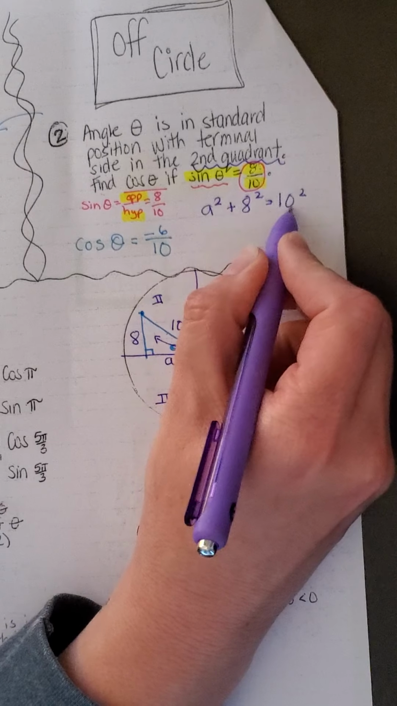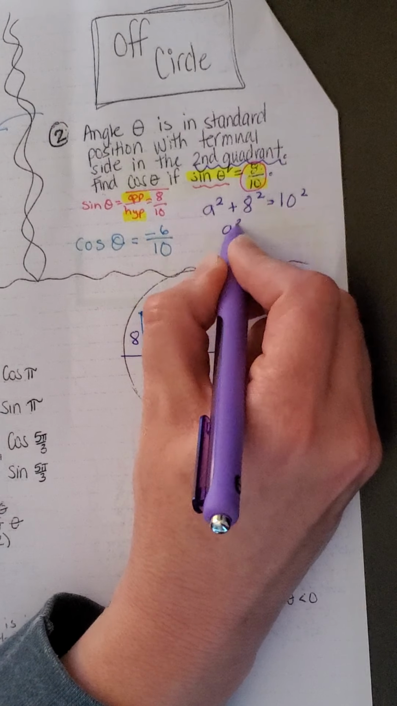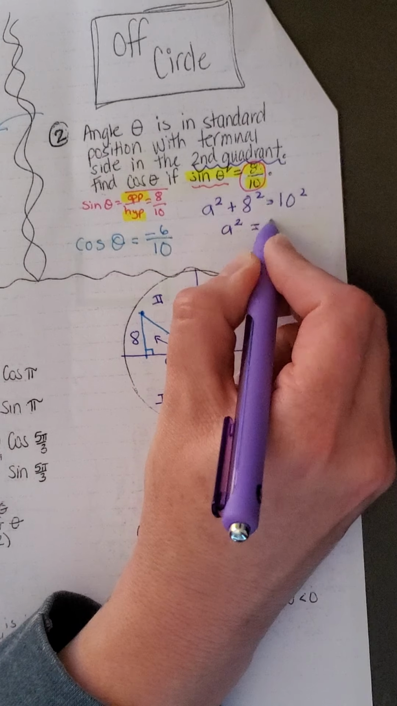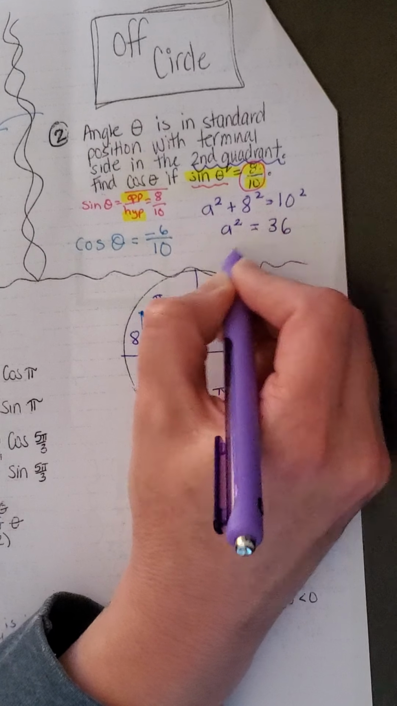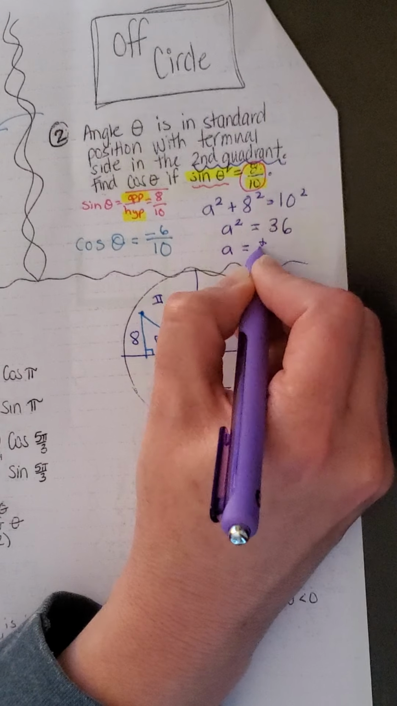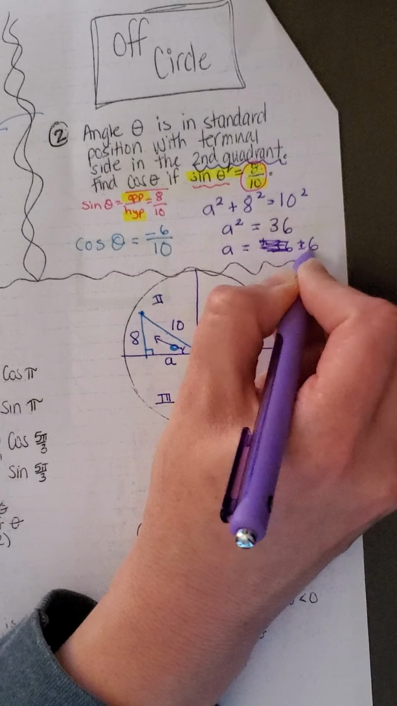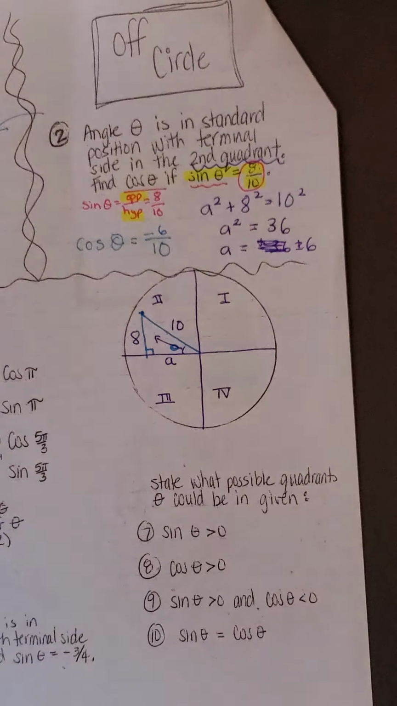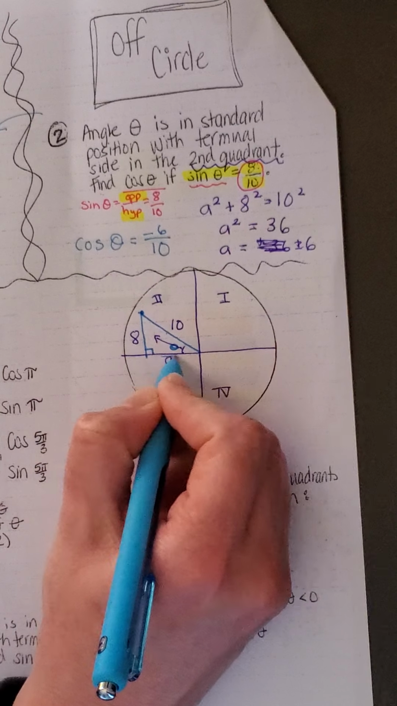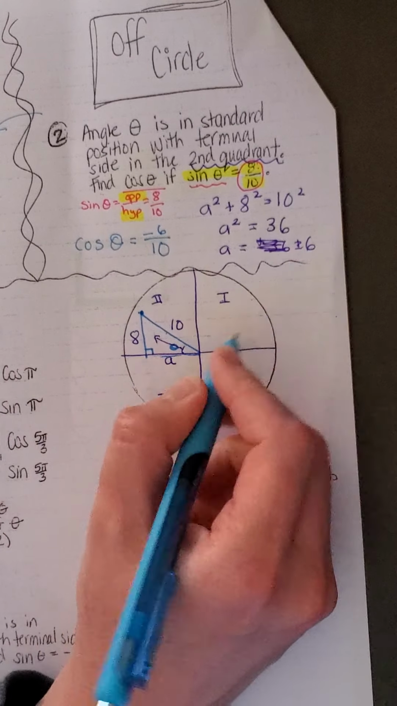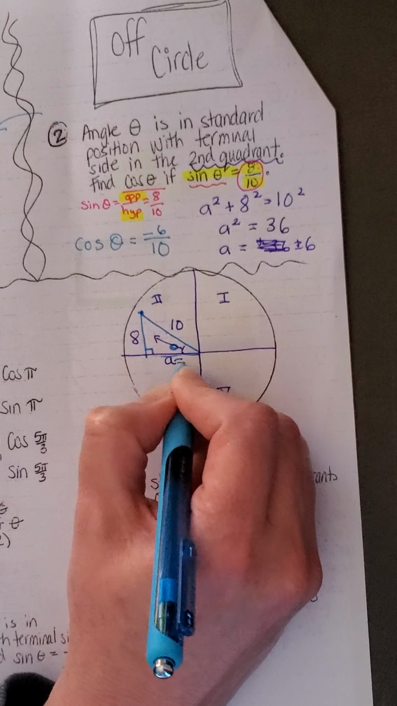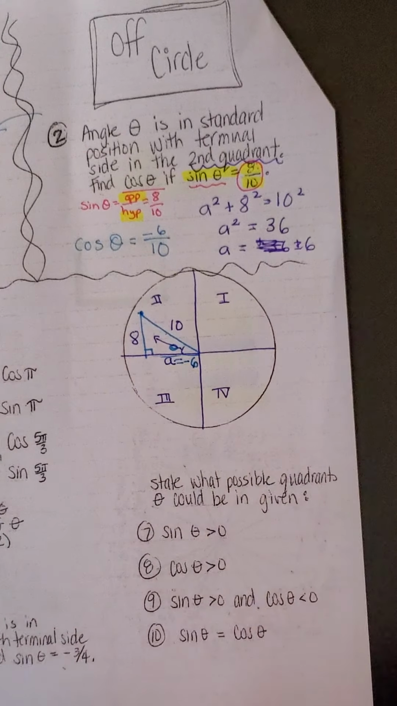So that's 64 and that's 100. I'll subtract 64 over and I'm going to get 36. And then when I square root each side, I get plus or minus 6. Now in this case, the reason I put plus or minus is because in the second quadrant, the x values, which this is an x value, going along the x-axis, are going to be negative. So this is actually going to be -6.